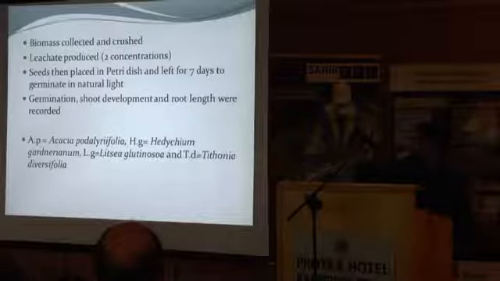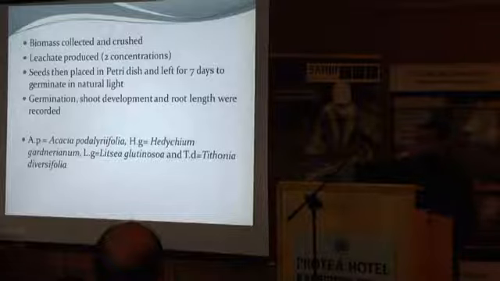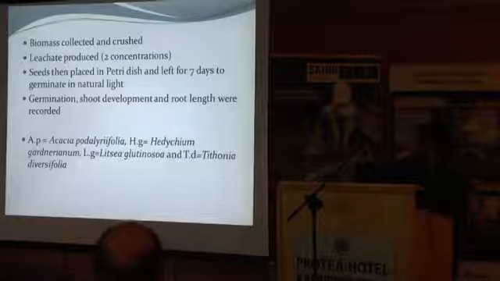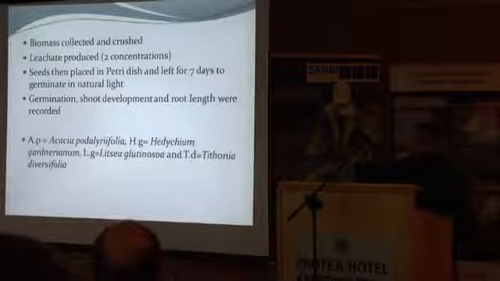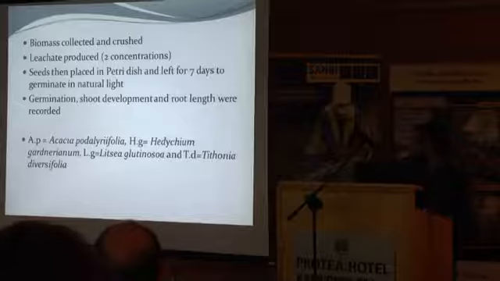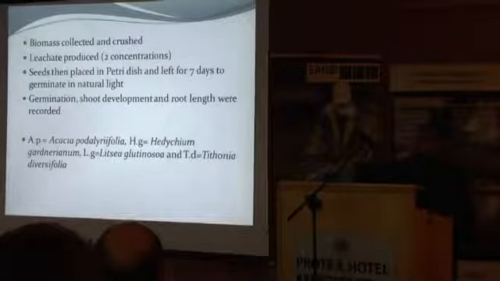This is the basic methodology done for the allelopathy trial. Biomass was collected and crushed. Leachates were produced at 2 concentrations of 20 and 40%. Seeds were then placed in petri dishes and left for 7 days to germinate in natural light. The following measurements were taken: germination, shoot development, and root length. Please note the key is used in the allelopathy study.